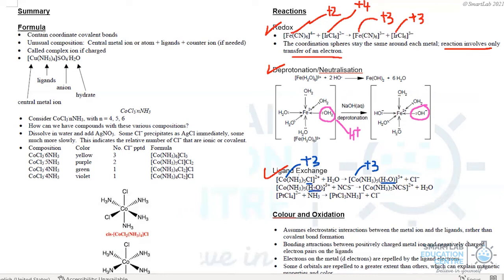So in the next example, water is being replaced with NCS-. And in this case, cobalt's oxidation state also remains as +3 during the ligand exchange. In short, during ligand exchange, the oxidation state of your transition metal does not change.